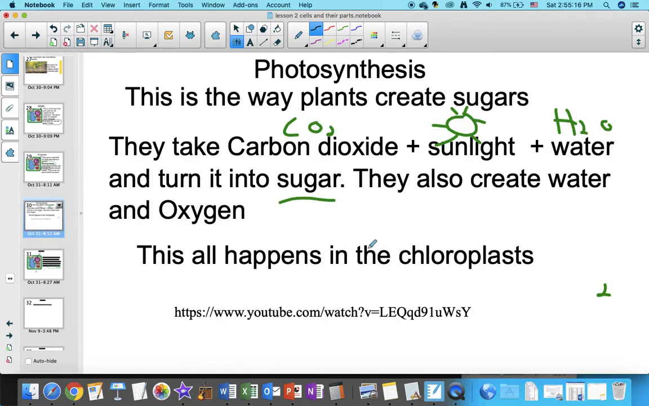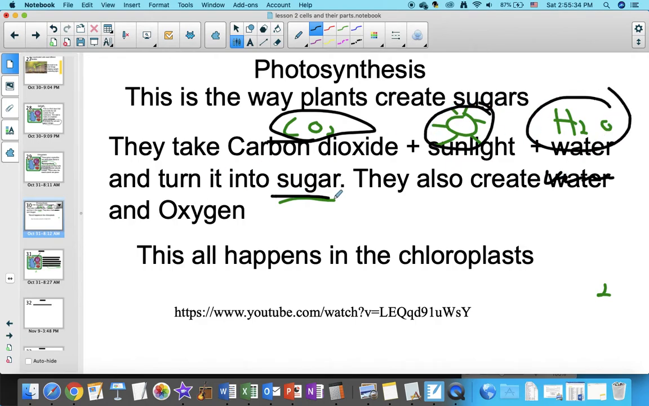So as per this drawing, some of these drawings here, photosynthesis, and I should probably erase that. Photosynthesis is the way plants create sugars, right? They take carbon dioxide, they take sunlight, they take water, and they make it into sugar, right? The waste they create mainly is oxygen. Now they do create some water, but that's when they use their sugar.